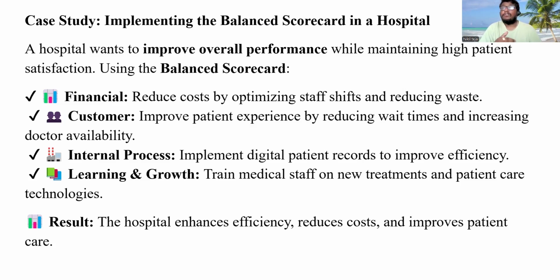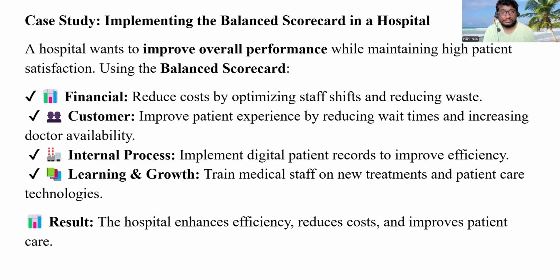Using the balanced scorecard, we will be tracking the performance of different areas. For the financial perspective, we will be reducing costs, optimizing staff shifts and reducing waste. These are some key metrics. Reducing cost is one metric, optimizing staff shifts is another. For the customer perspective, we will be improving patient experience by reducing wait times. Reducing wait times is one key performance indicator, and we will also be increasing doctor availability, which is another key metric.